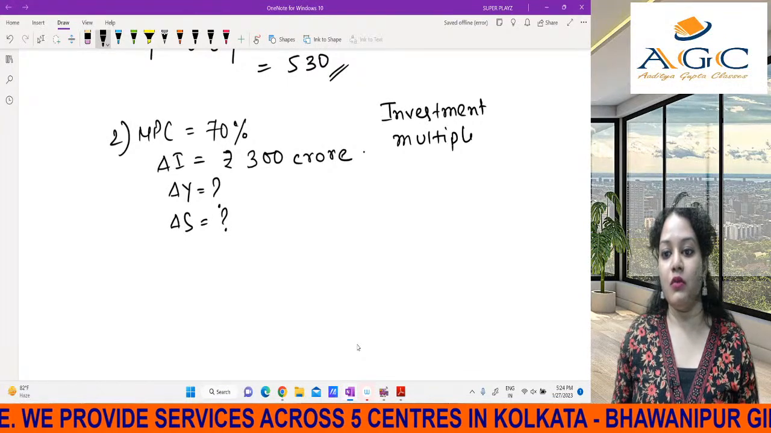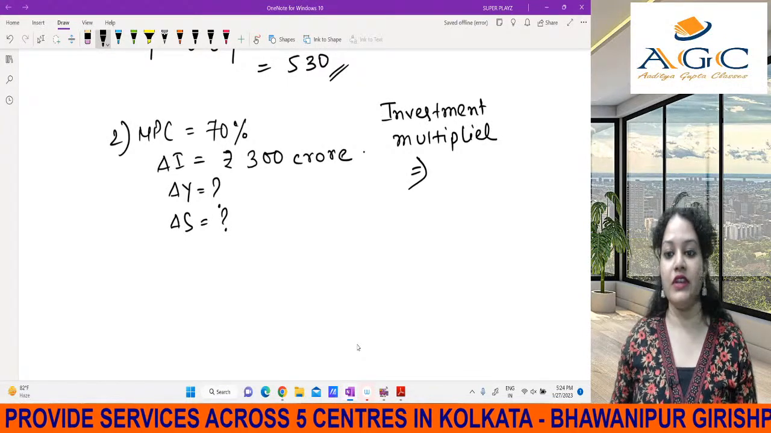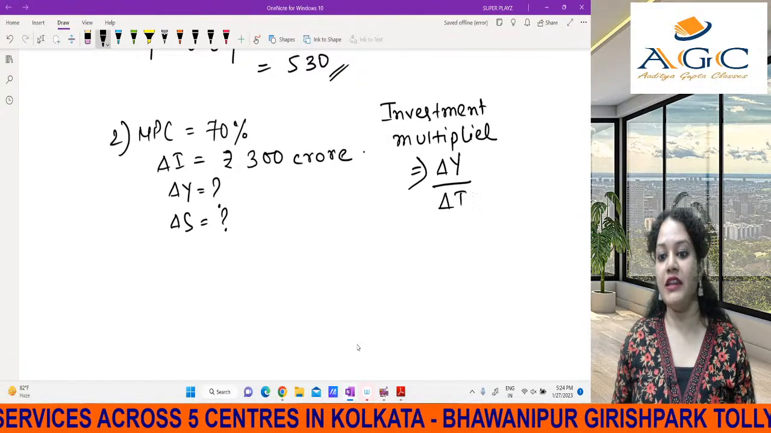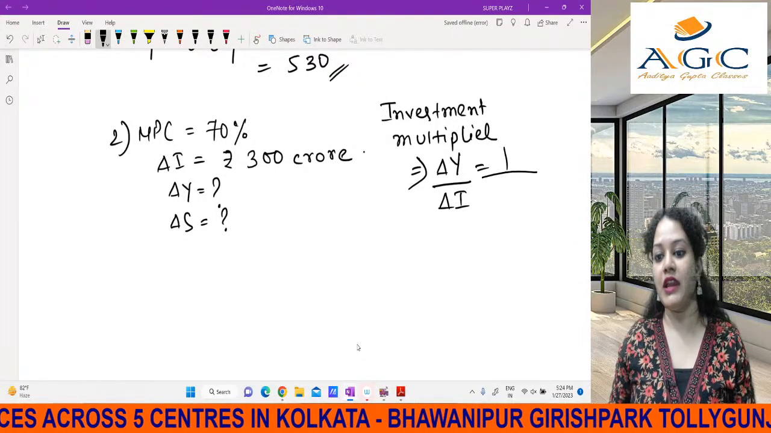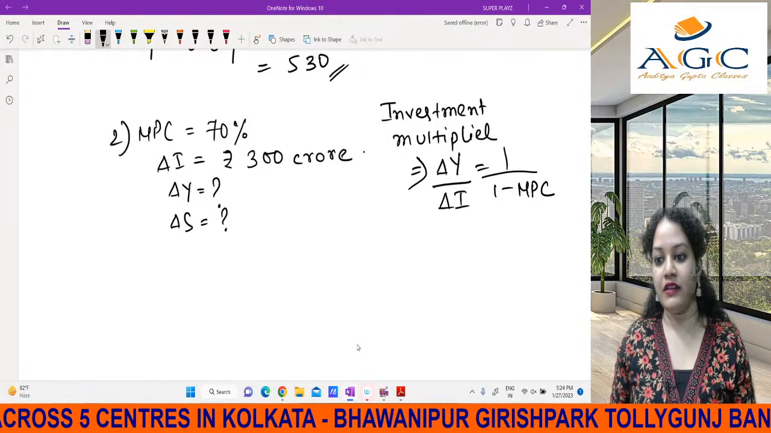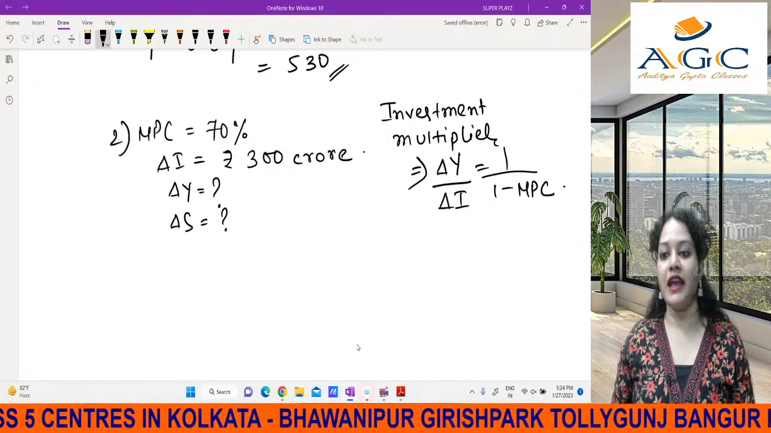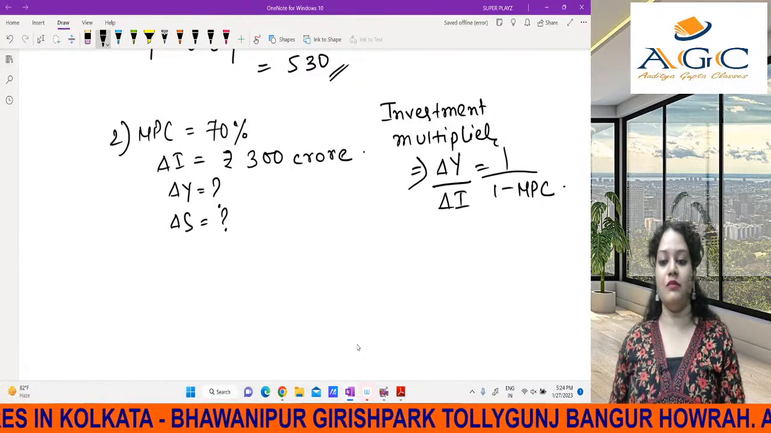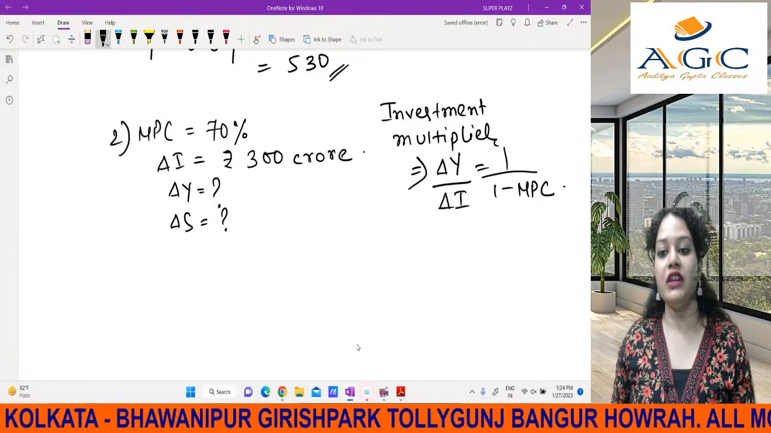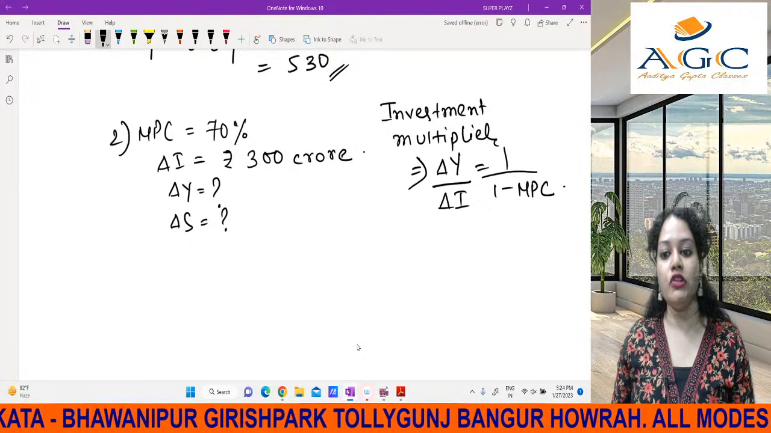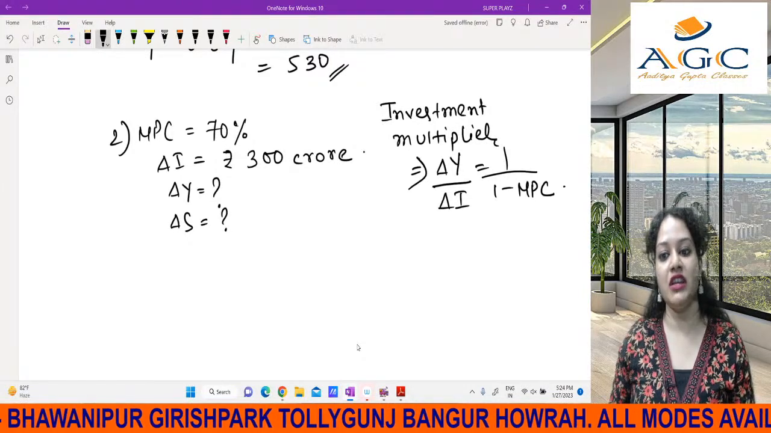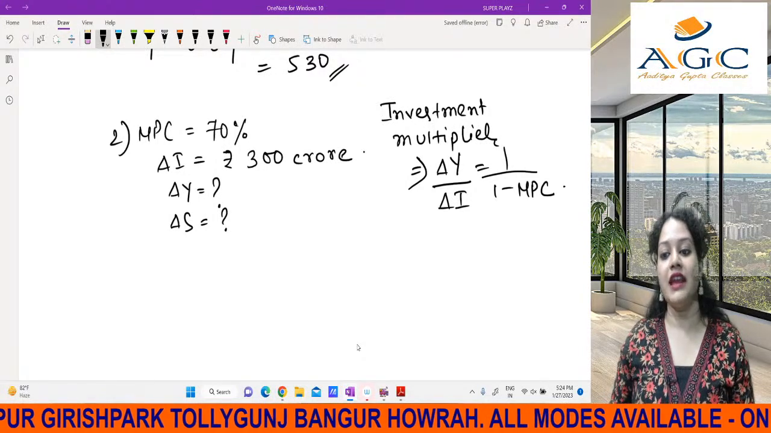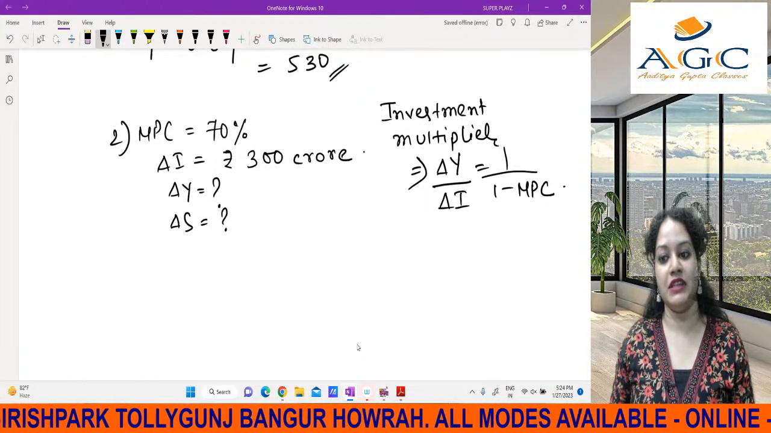Now, what is the formula for investment multiplier? The formula for investment multiplier is delta Y by delta I is equal to 1 by 1 minus MPC, right? So the investment multiplier depends on your income, your investment is changing here. Or you can say, the more appropriate thing is, when you're investing in your business, the more you're investing, the more there is a change in income. Your income will increase with that, right? And that is equal to 1 by 1 minus MPC.